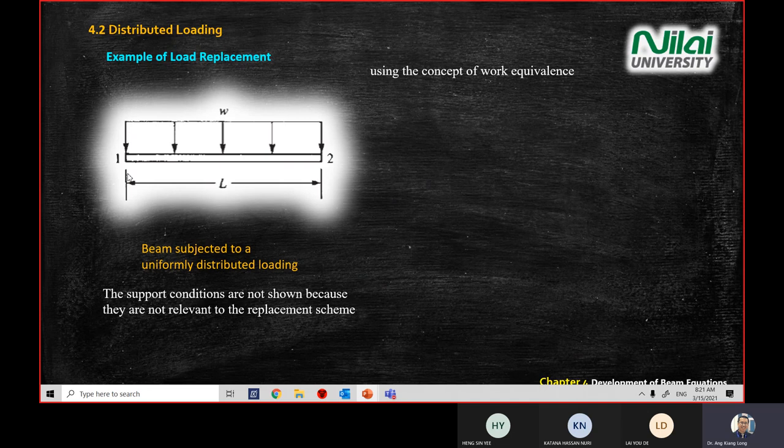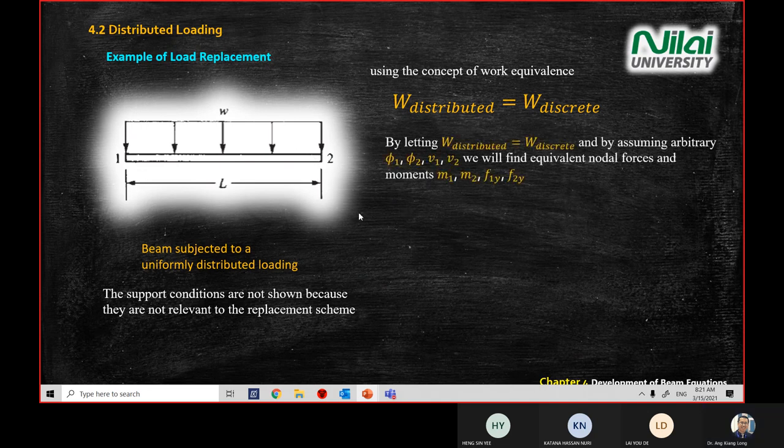So in the example here, there's no support. You only look at the beam. When you look at the beam, use back the equation that we learned just now: work distributed equals work discrete. Distributed is the bigger picture. Discrete is what happened in the node there. Then we can find all the unknowns.